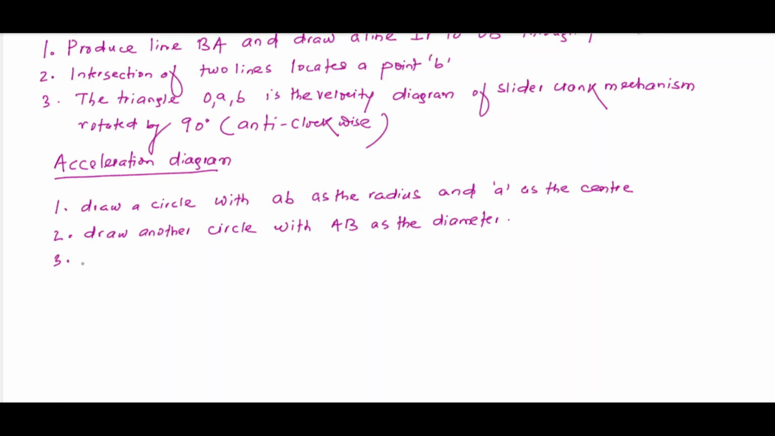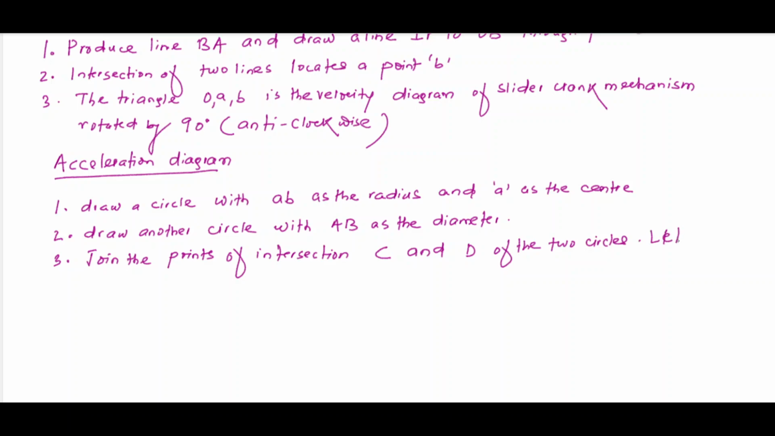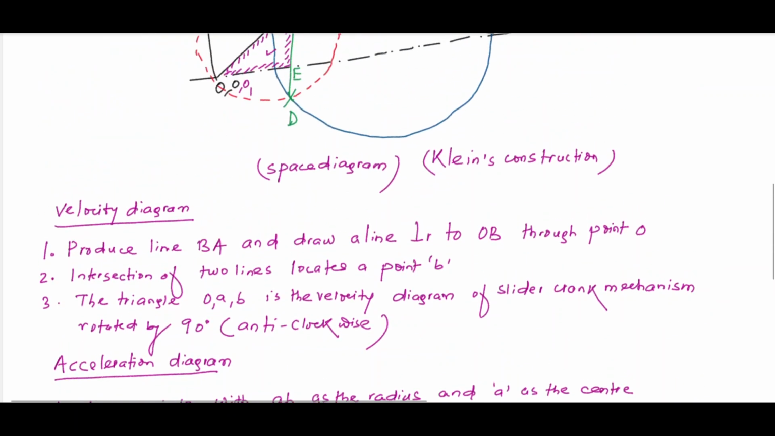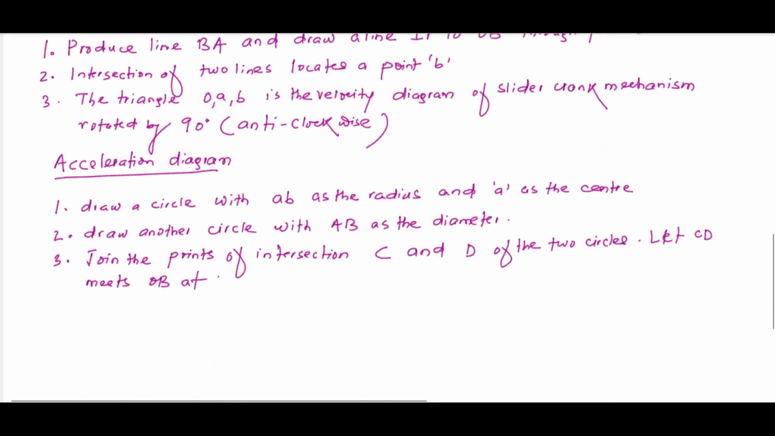The third step will be to join the points of intersection, that is capital C and capital D, of the two circles. Let CD meet OB at point E and the line AB at B1.